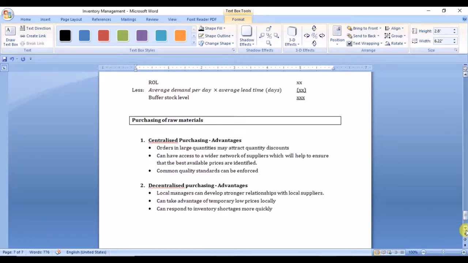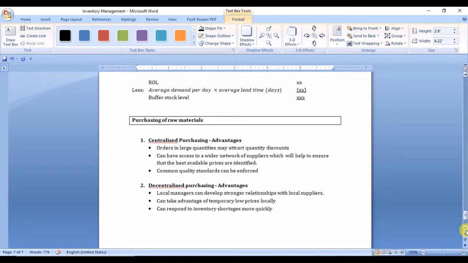See, sometimes the divisions might be in remote areas where you don't have access to suppliers, or you don't have access to large scale suppliers. Whereas if it is head office controlling so many divisions, it might be in a better location, might have better visibility, might be able to find suppliers with better quality and better prices at times.